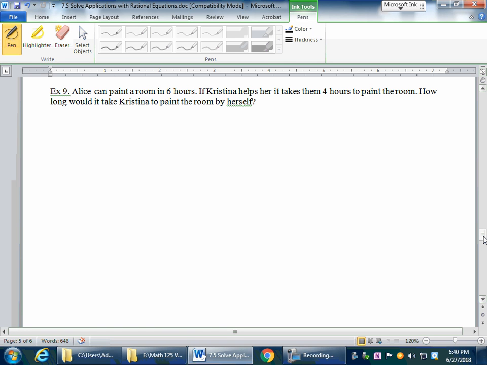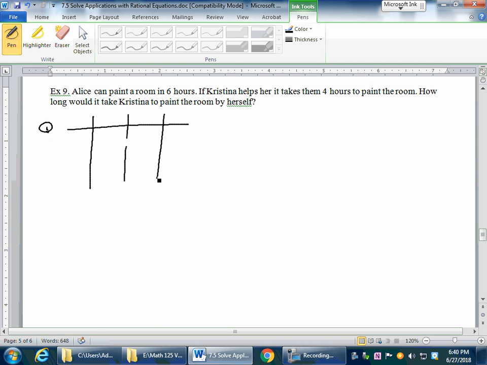Okay, let's take a look at the next example. Alex can paint the room in 6 hours, and Christina helps her. It takes them 4 hours to paint the room. How long would it take Christina to paint the room by herself? My first step is the formula. This is a work rate problem, so I will write down my formula: rate times time is equal to job done.